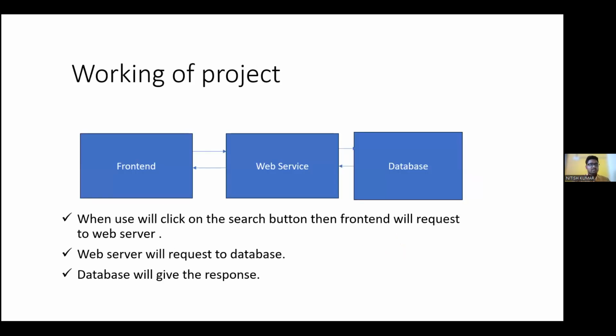Next is working of project. Working of project is defined in three categories. First is front end part, second is web service, and third is database. Front end is what is visible to the user. It means when the patient clicks on the search button, a request is sent to the web service, and the web service sends the request to the database, and the database gives the response to the web service, and the web service gives the response to the front end.